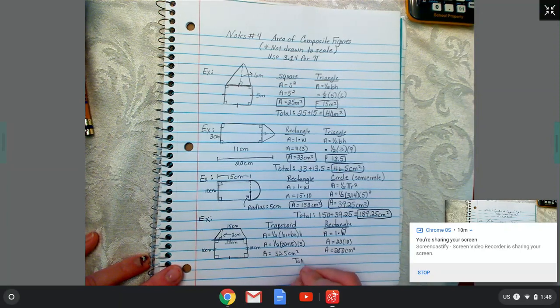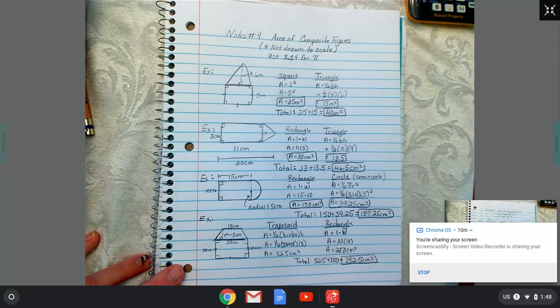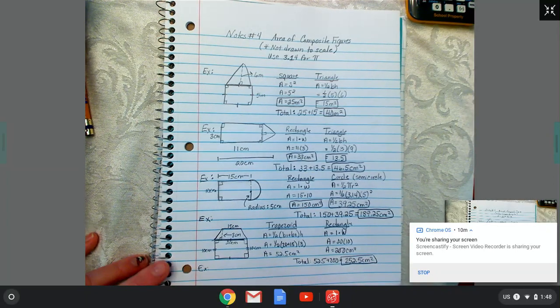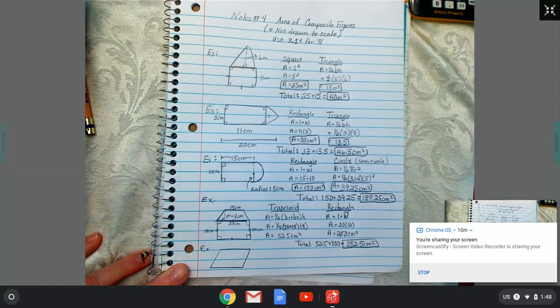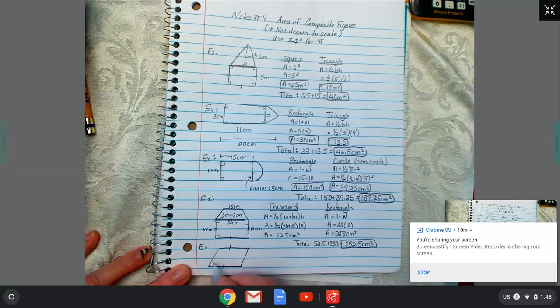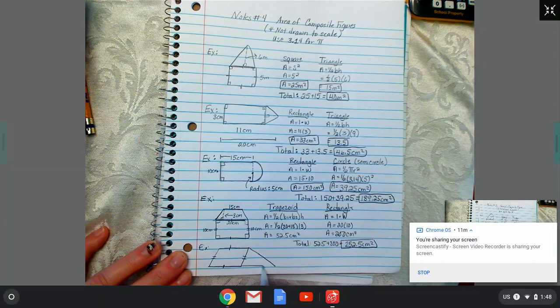Okay, and then we get our total. Add those together. Okay, and then the last shape I have for you guys is this parallelogram shape. Top and bottom's the same. The two sides are the same. We don't have any right angles. So it's a parallelogram. And then I'm going to stick a scalene kind of triangle on the end.